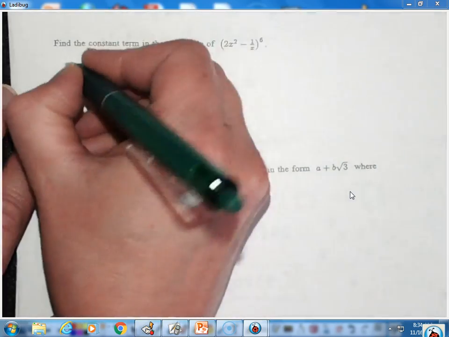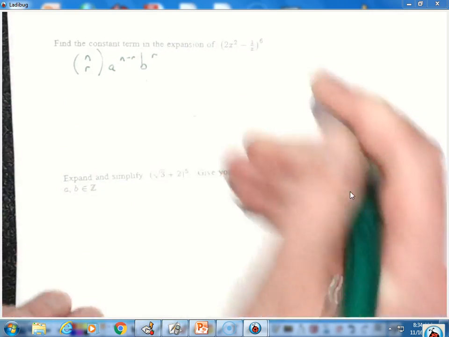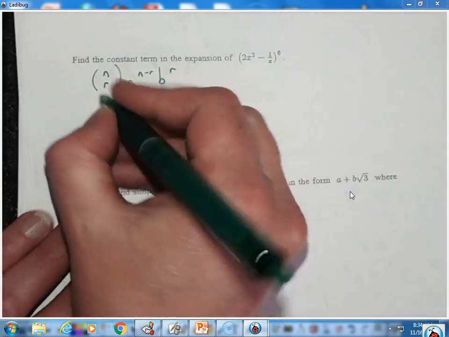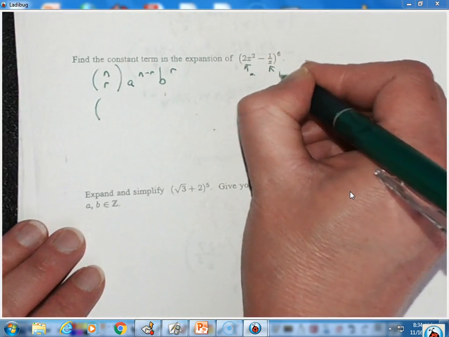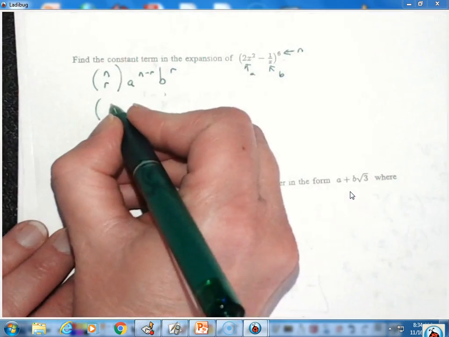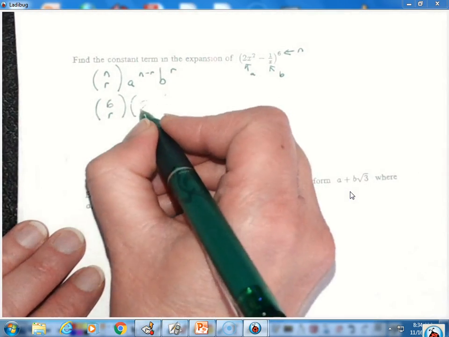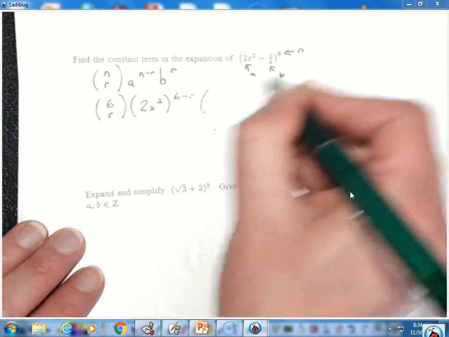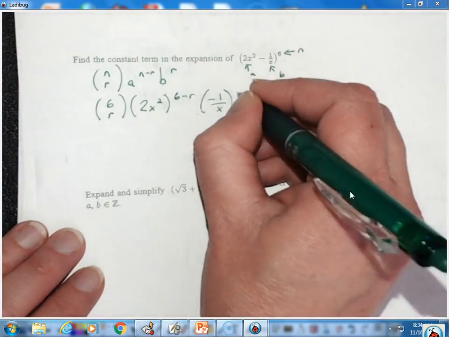Okay. All right, so basically I'm going to take that same part, and I don't have to memorize this. It's on the formula sheet. I just love that they give me the standard pattern for the middle term. It's just kind of handy. Okay, again, I like to fill in everything I know. So I know that this is a, this is b, and this is n. So this would be 6 things taken r at a time. A would be 2x squared to the n minus r, so 6 minus r. B is your second term. Make sure to include the negative. And that's to the r.